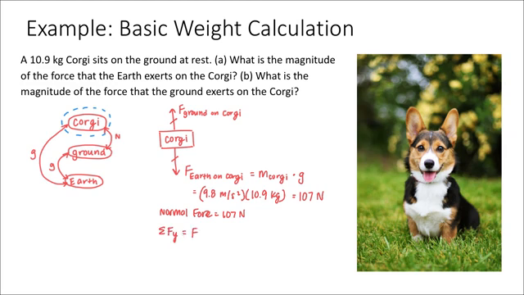F ground on corgi. I'm going to start abbreviating it with the first letter being the agent and the second letter being the object. So F_GC would be force ground on corgi minus force earth on corgi, right? And I know that that would be equal to the mass of the corgi times the acceleration of the corgi. But in this case, the corgi is not accelerating, so that would be 0. And therefore, the force of the ground on the corgi, if I move this to the other side, would be equal to the force of the earth on the corgi.